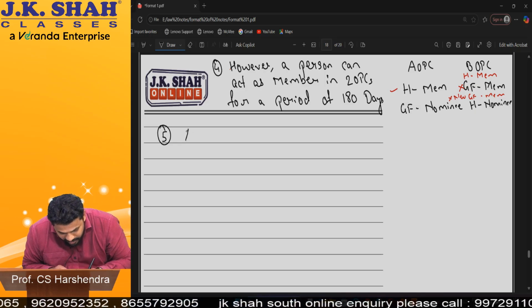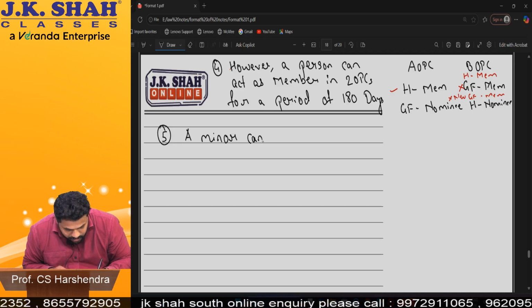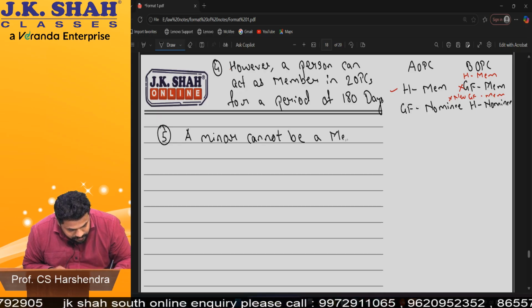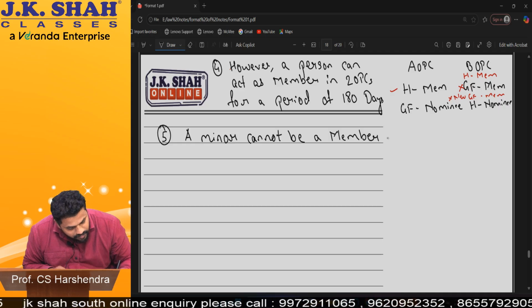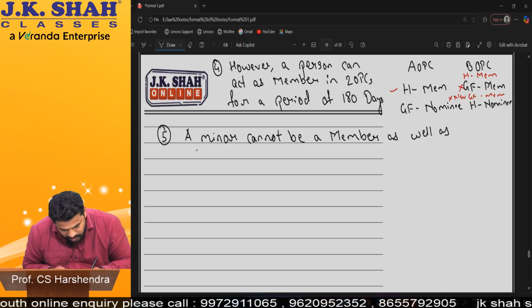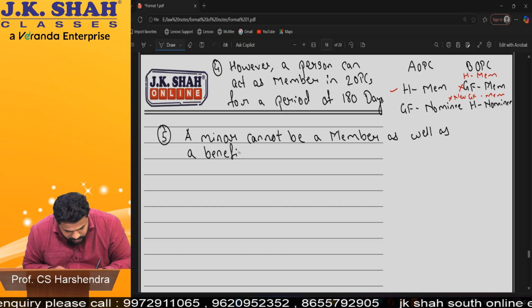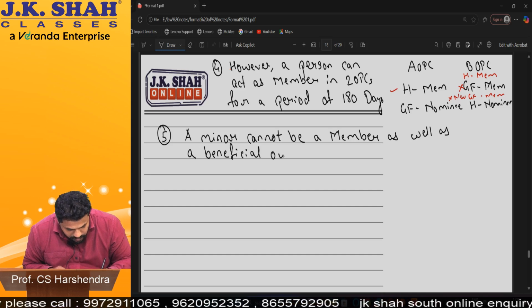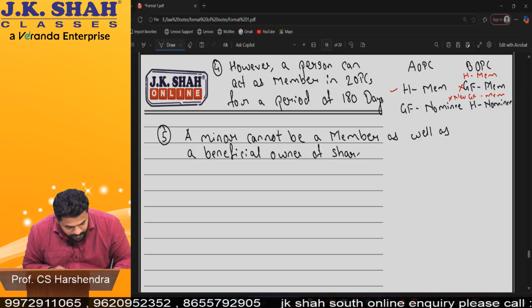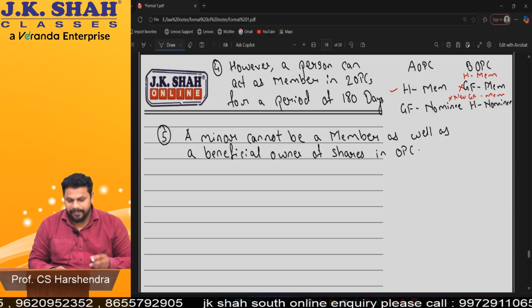So, a minor cannot be a member as well as a beneficial owner of shares in OPC. Am I clear?